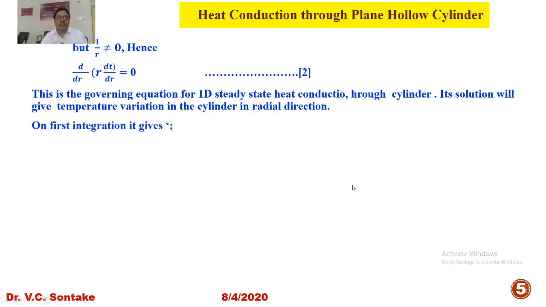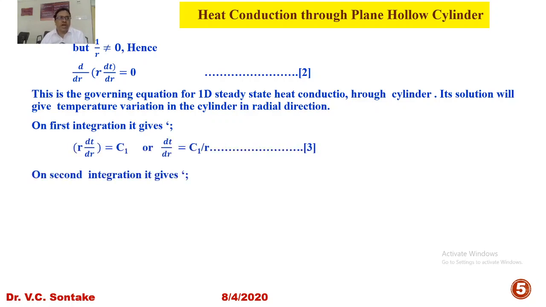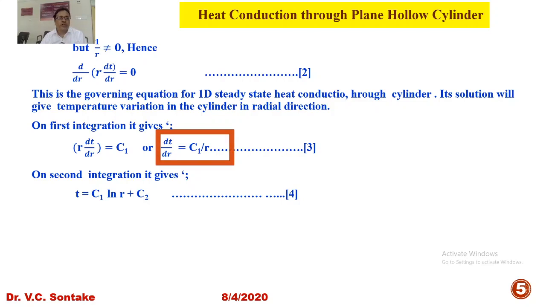So on first integration of equation 2, it will give me r into dT over dr is equal to C1, where C1 is a constant, or dT by dr is equal to C1 by r. Let's say this is equation number 3. On second integration, it will give me T is equal to C1 log r plus C2. So this equation 4 will give the variation of temperature of the cylindrical surface in the radial direction.